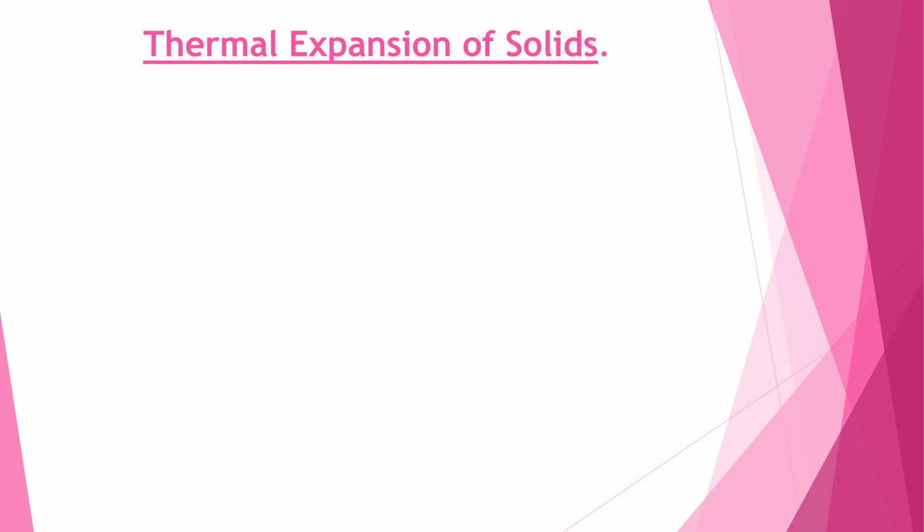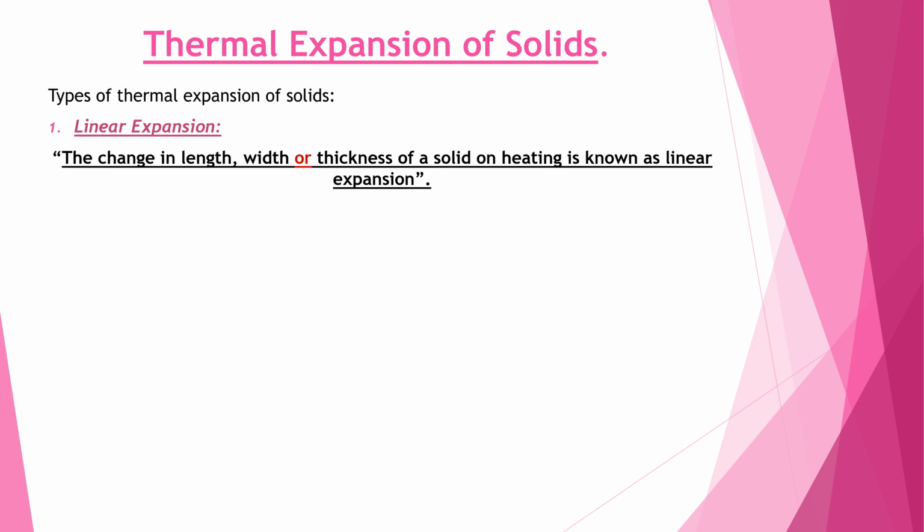So, thermal expansion of solids. The types of thermal expansion of solids are linear expansion, area expansion, and volume expansion. Linear expansion is a one-dimensional expansion, that is, the change in length, width, or thickness of a solid on heating.